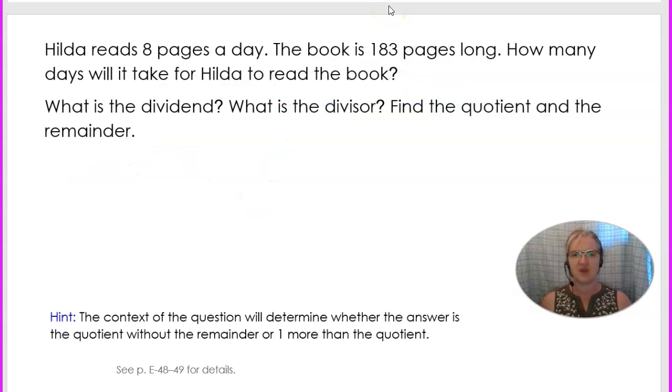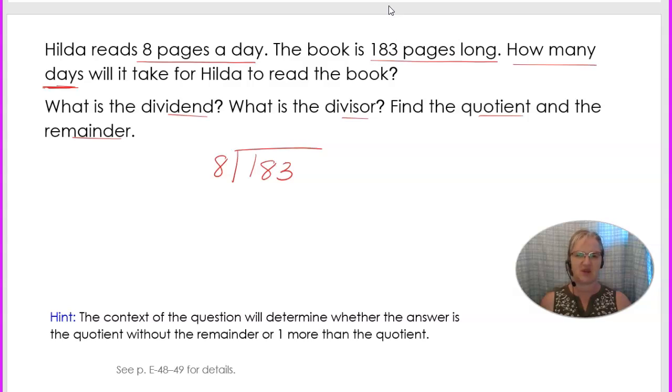Okay, let's look at this one. Here Hilda reads 8 pages a day. The book is 183 pages long. How many days will it take for Hilda to read the book? Think about what is the dividend, what's the divisor, and then we'll find the quotient and the remainder. So what's our dividend? What are we dividing up? 183 pages. That's our dividend. The divisor is 8 pages per day, because we want to know how many days it takes her to read the whole book.